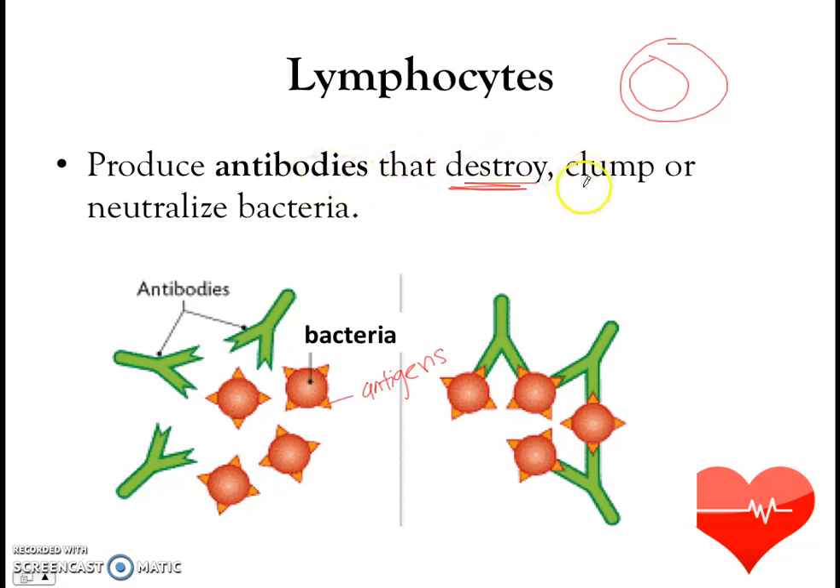Now the second thing that antibodies can do is to clump the bacteria. So the antibodies here are actually clumping these bacteria together, and they clump them in order to make it easier then for the phagocytes to come and engulf them. Okay? Now the third thing that antibodies do is that they can neutralize the bacteria. They can neutralize the toxins which are produced by the bacteria. Okay, so three main effects you need to know. Antibodies can destroy bacteria, clump them together, or neutralize their toxins.